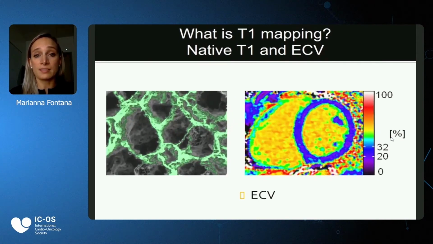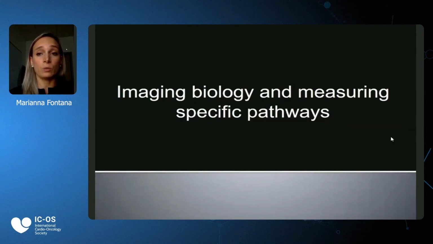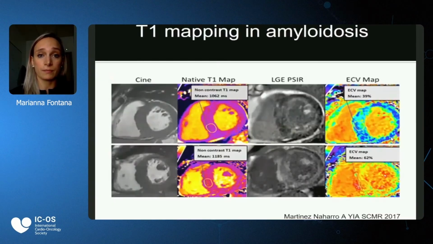But why are extracellular volume maps relevant in amyloidosis? Because the amyloid sits in the space between the cells. So the higher the amyloid burden, the higher will be the extracellular volume within the myocardium. So then, can we go with CMR from assigning a specific diagnosis with late gadolinium enhancement to trying to image biology and measuring specific pathways? In this specific case, we try to measure the cardiac amyloid burden, and we do that with T1 mapping.